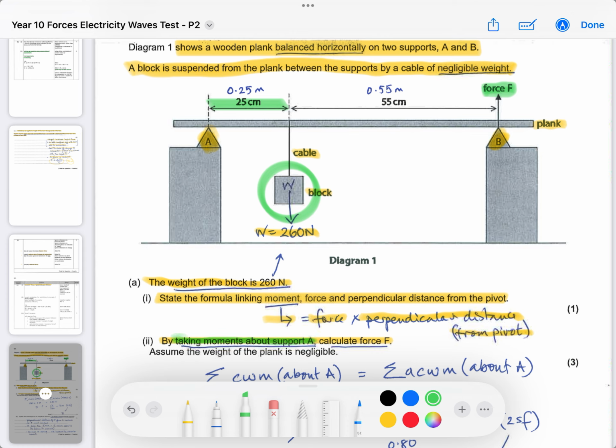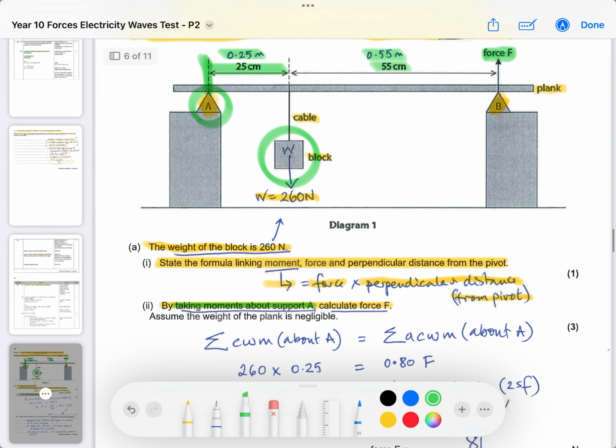You can actually choose where you want to take moments about. And because they've told us to take it about A, all the distances must be measured to this dotted line. So for W it is 25 centimeters, but we need to change that to meters to get the units correct. And force F, how far is force F from A? Well, it's 55 centimeters, which is 0.55 meters, plus 25 centimeters. So be careful. You're taking all the distances to the center of A. Okay? Once you know that, the green is a solution to the yellow question.